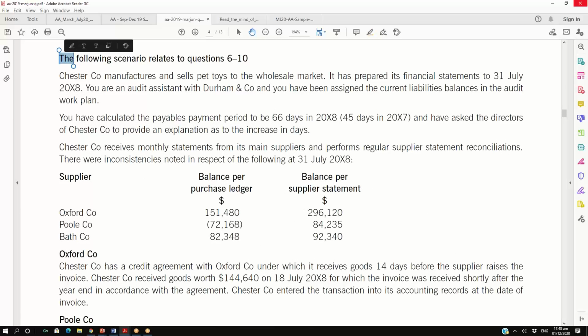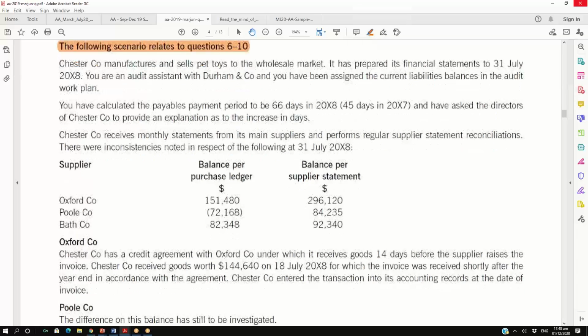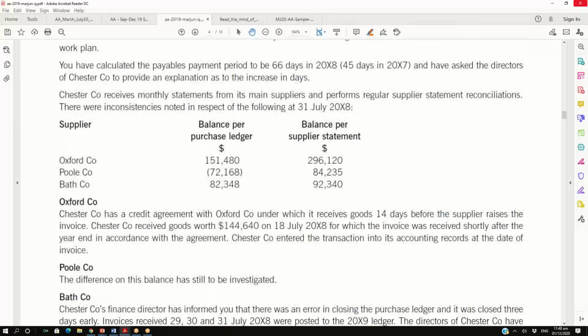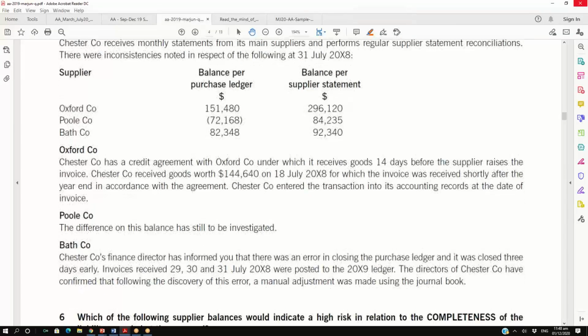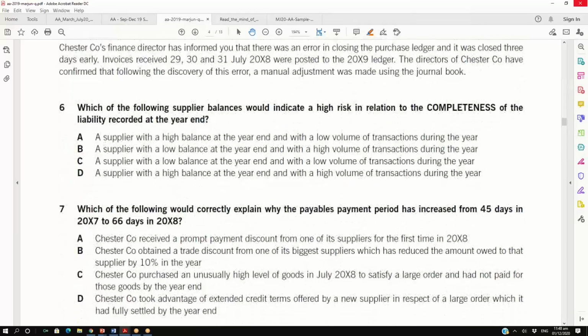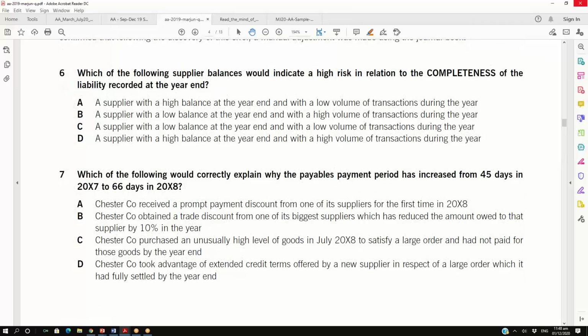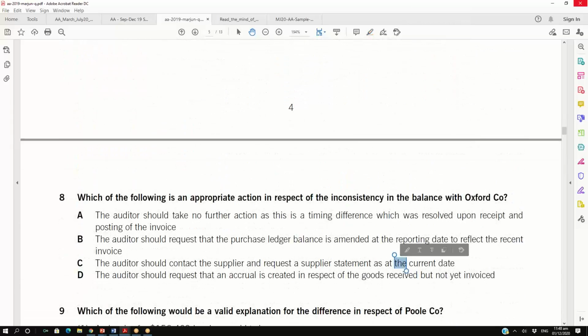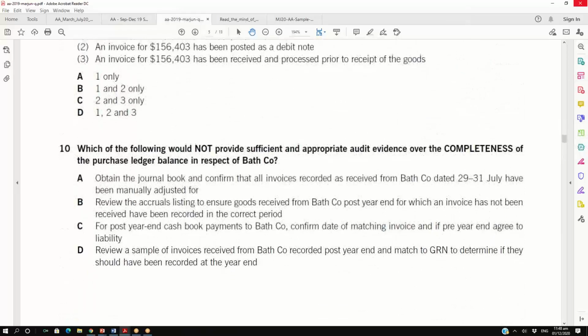Now, the following scenario relates to questions 6 to 10. This is the second OT case, and you have another 5 questions running from 6 to 10. You read the case here. Again, the examiner is telling us about some companies: the Oxford company, the pool company, the bath company. And then under that, the examiner is giving us the questions, right? So you have questions 6, 7, 8, 9, and 10.